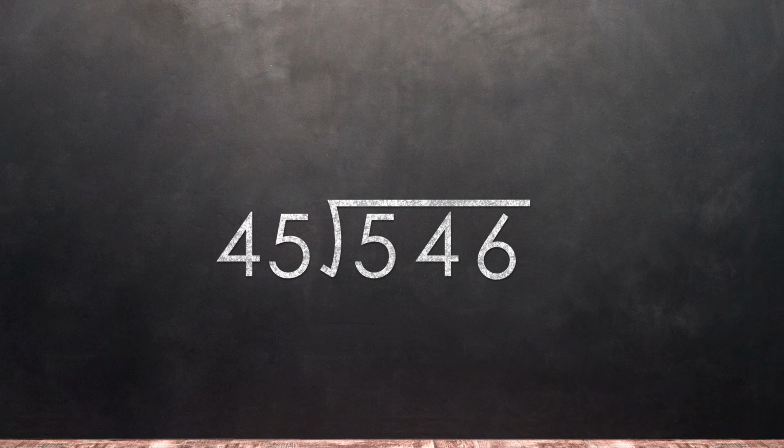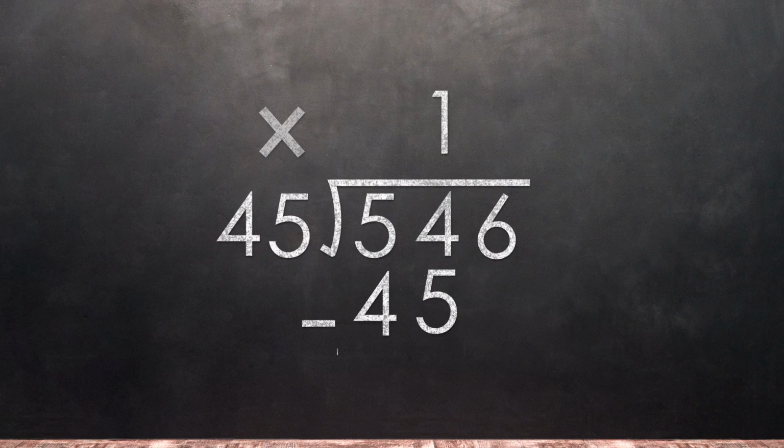Now, instead of placing the 1 on top of the 5 on the answer line, we are going to place it above the 4 in 546. We always place our answer above the smallest digit in the number we are dividing in the current step. The next steps are identical to the previous example. We multiply 45 by 1 and subtract.